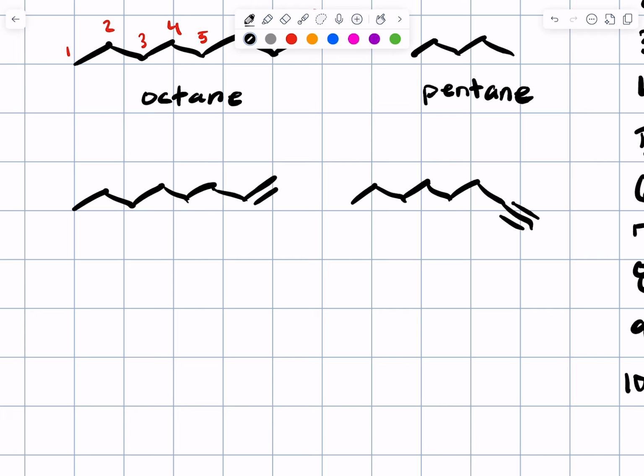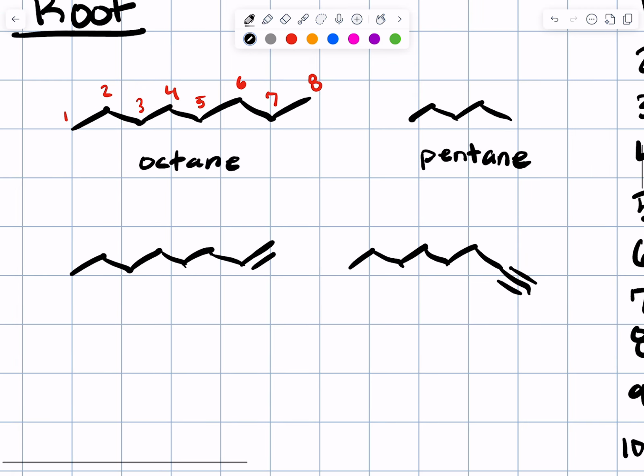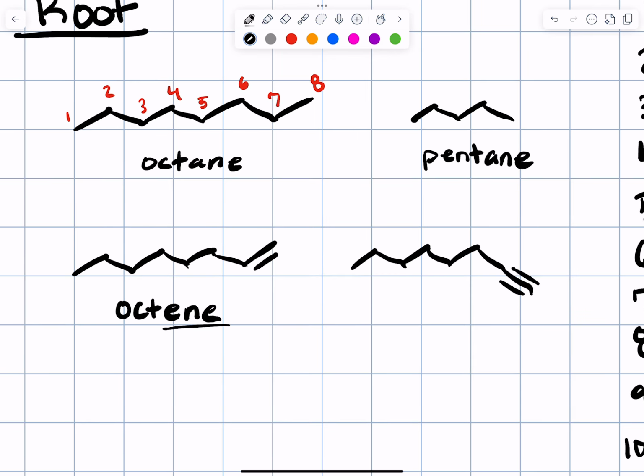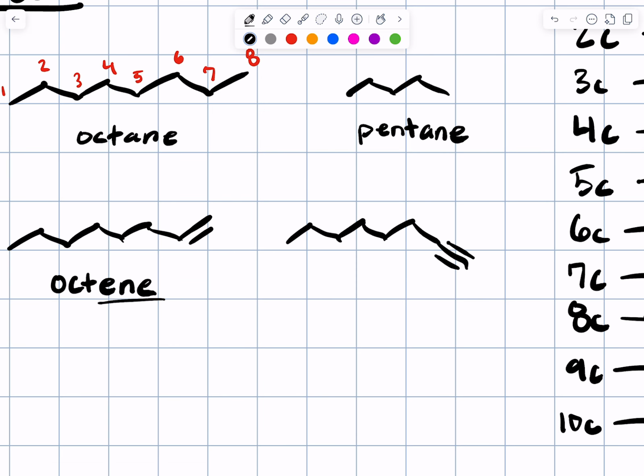So if I have a double bond or a triple bond, that's going to modify the name of this slightly. Now, this isn't going to give us the full name of the molecule, but just to preempt this, if I have anywhere a double bond, this is going to become an octene. So my ane is going to become ene if I have a double bond anywhere in my molecule. Now, if I have a triple bond anywhere in my molecule, it is going to become oct-ine. So my ane is going to become ine.